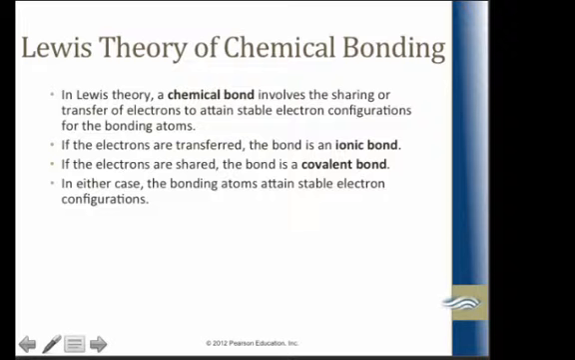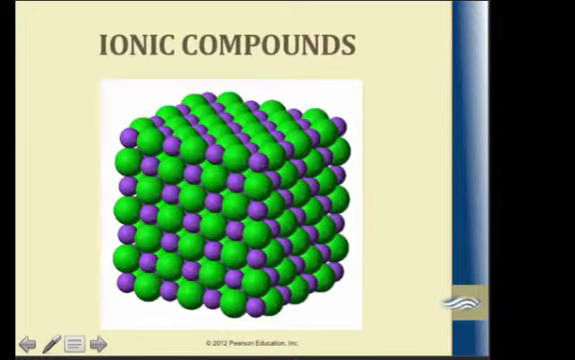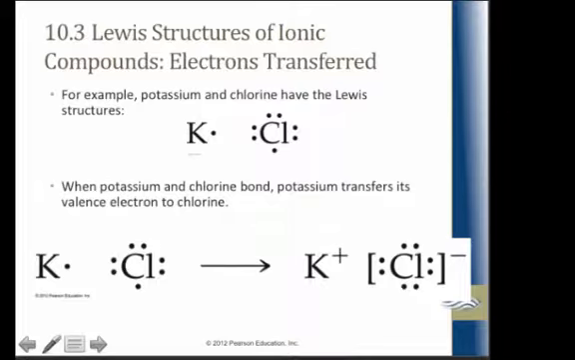So we have 2 main bond types that we're going to draw Lewis structures for. It's the ionic bond and the covalent bond. We say the ionic bond forms between a metal and a nonmetal, and it involves the transfer of electrons from the metal to the nonmetal. The covalent bond is between 2 nonmetals and involves sharing. So let's look at ionic compounds and how octets are achieved.